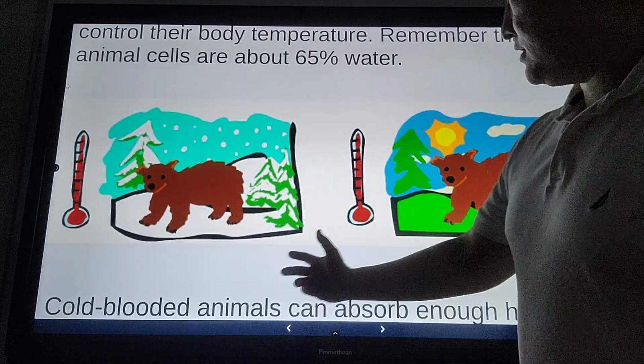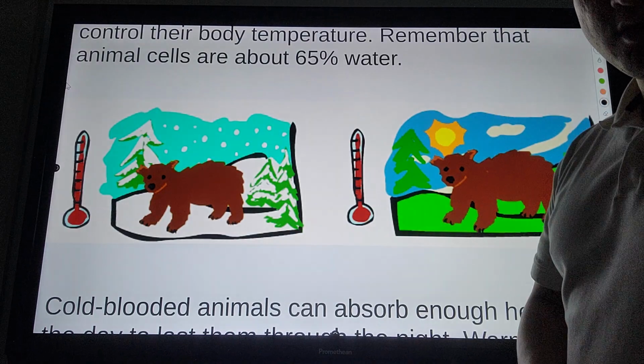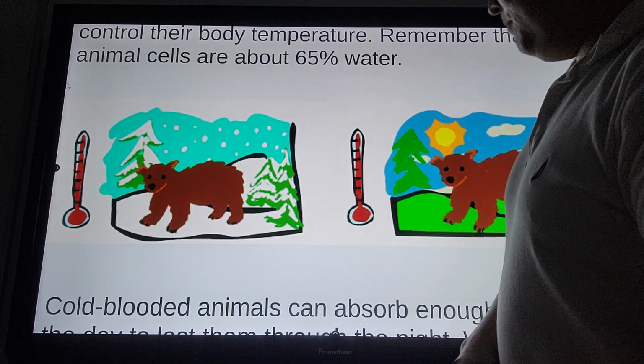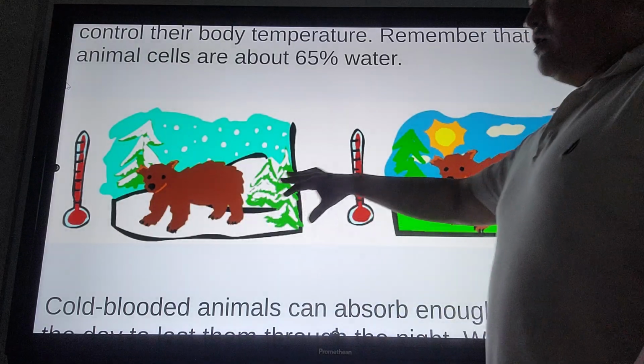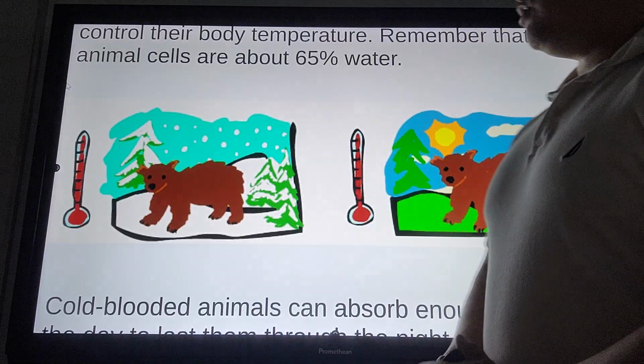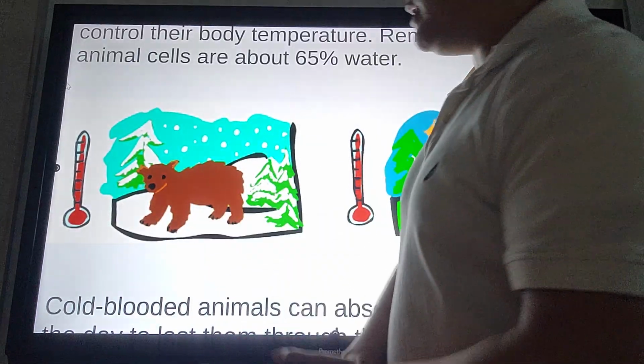In this illustration you have a bear, but a better illustration would have been a cold-blooded or ectotherm animal like a crocodile or an alligator. If this was an alligator, cold-blooded animals have to rely on the environment to maintain their constant body temperatures.